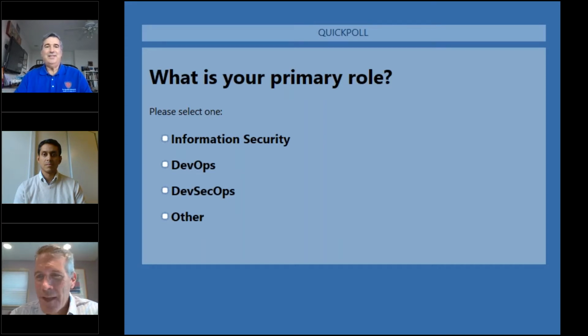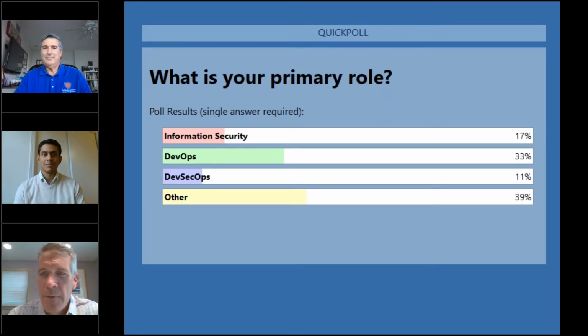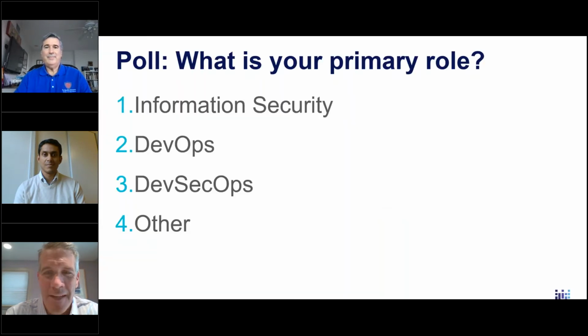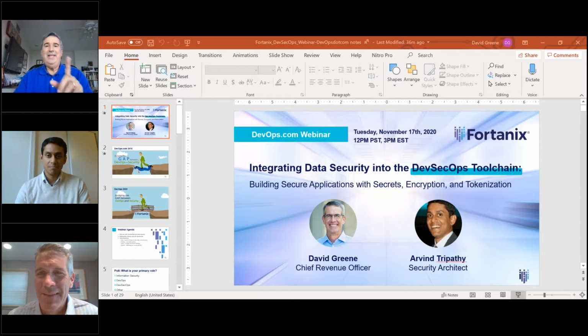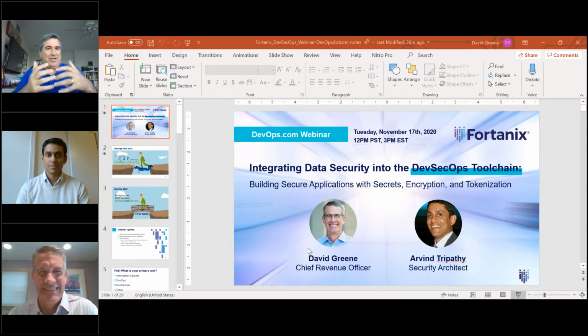If you haven't voted yet, we've got a pretty good turnout on the poll, Gary. It looks like the biggest single group would be from other, so we'll look forward to your comments along the way. And then DevOps at 33%, and then a nice group of you as well in information security roles. And David, just on that point real quickly on other, this seems like a lot of people may not have clarity about what this is.